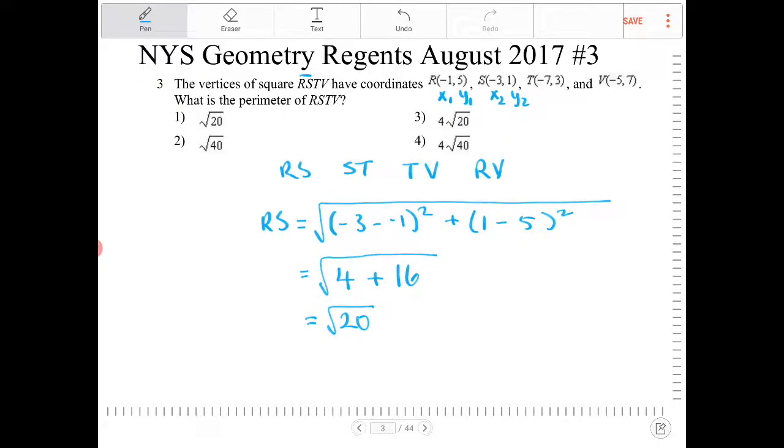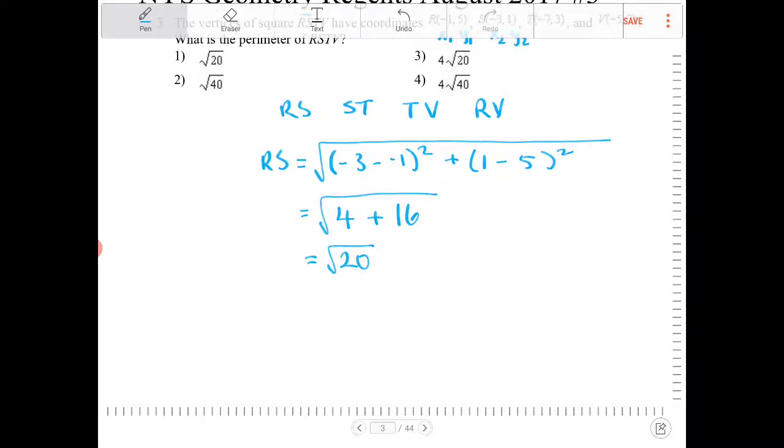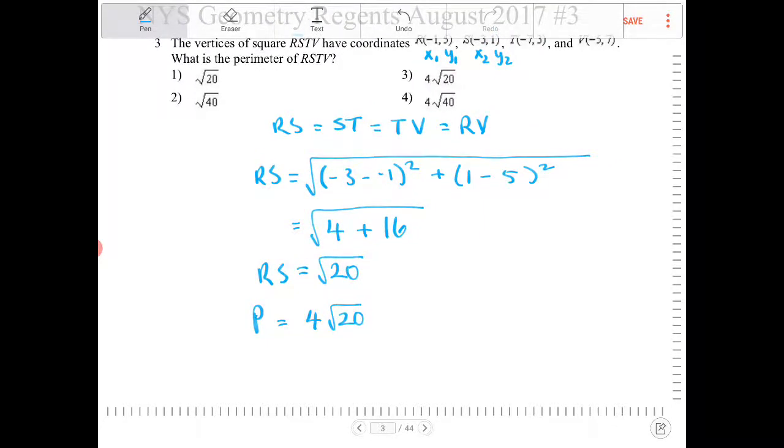And the square root of 20 is just one side, right? So that's RS. The perimeter will be the sum of all four sides, but all four sides are the same. RS is equal to ST, which is equal to TV, which is equal to RV. So the perimeter will just be 4 times the square root of 20. And that would be option 3.